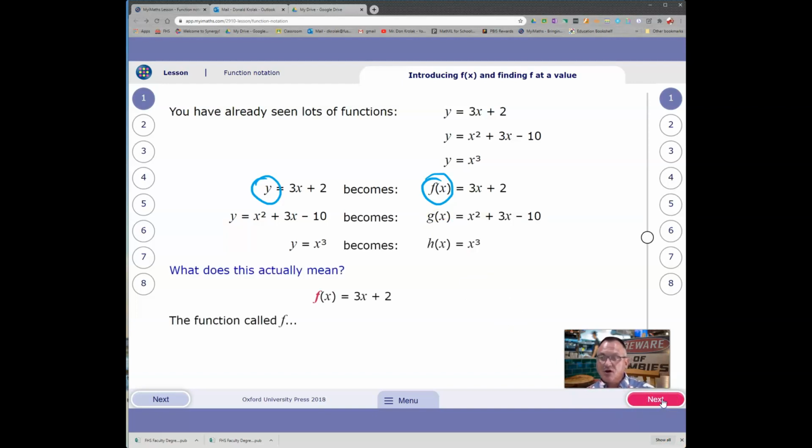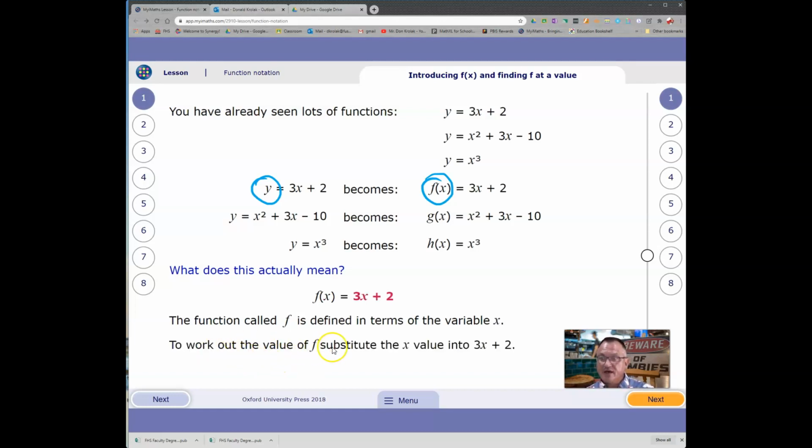Okay, what do these actually mean? So the function called f, that's its name. It's like we just named it Fred. Okay, f is defined in terms of the variable x. That means when you put a number in for x, you get a number out. That's what the function does. So to work out a value for f, all you do is substitute x into the equation.